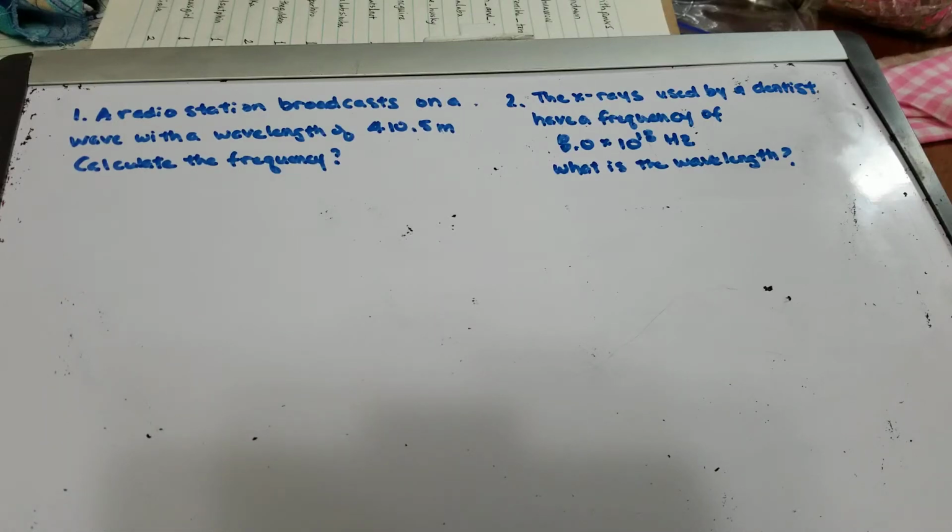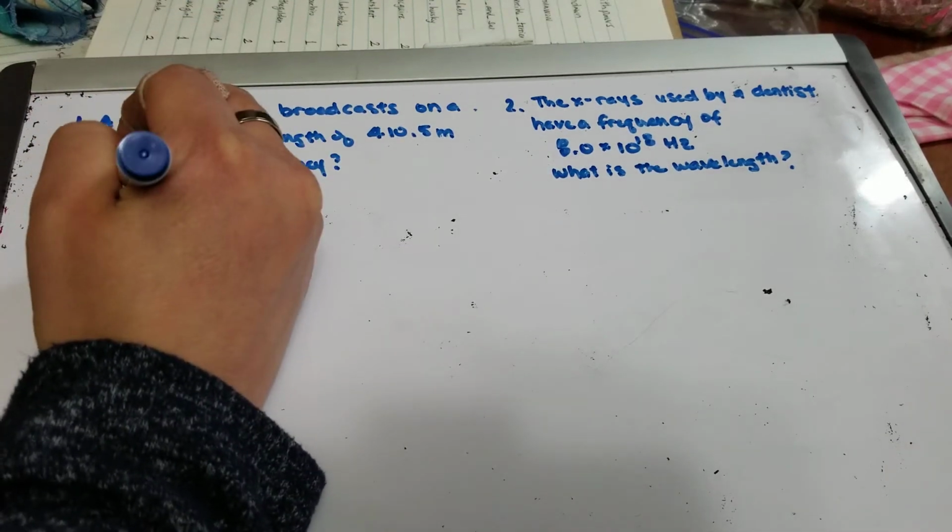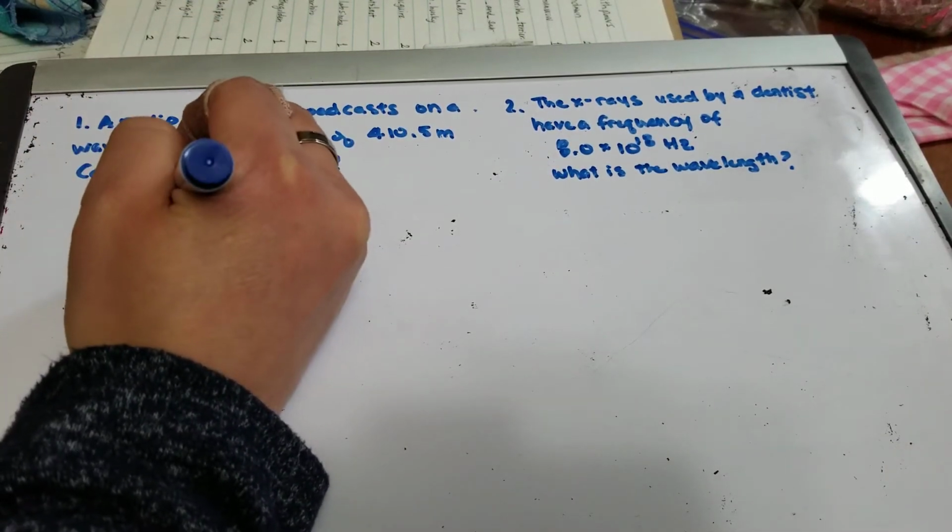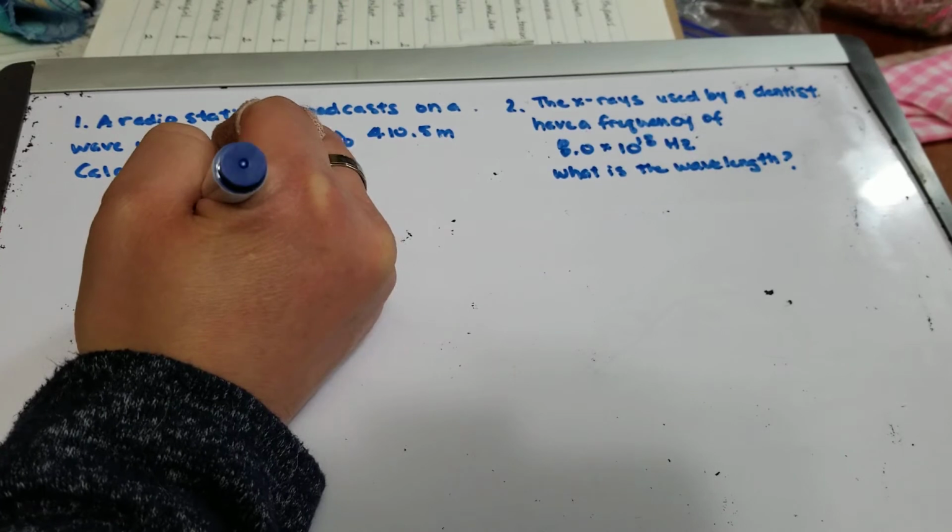Okay, so here are the two practice questions that go with section 2.1. The first question says a radio station broadcasts on a wave with a wavelength of 410.5 meters. Calculate the frequency.